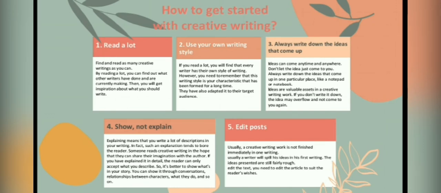In fact, such an explanation tends to bond the reader. Someone reads creative writing in the hope that they can share their imagination with the author. If you have explained it in detail, the reader can only accept what you describe, so it's better to show what's in your story. You can show it through conversations, relationships between characters, what they do, and so on.